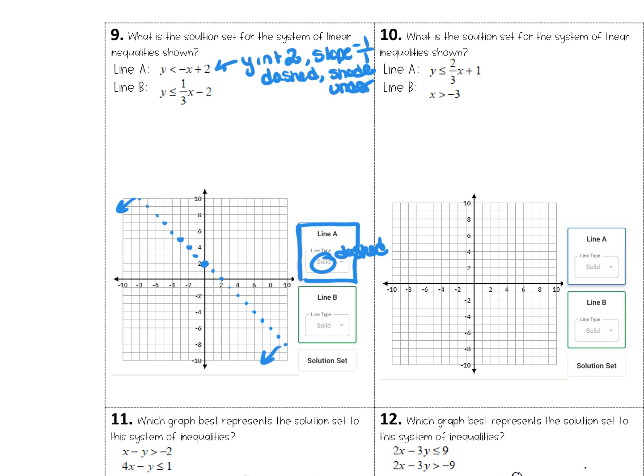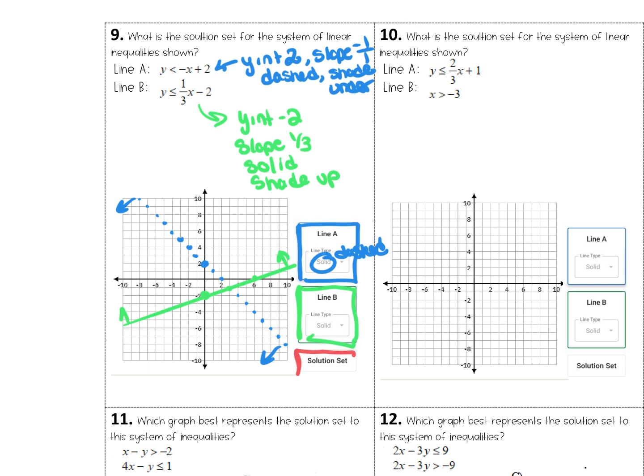Now pause the video again and try the other equation. So for the second one, your y-intercept is -2. Your slope's up 1 over 3. I drew a solid line, and I would shade up. So then I'm going to click solution set and click the screen where the 2 shading would meet, and the 2 shading would meet in here.